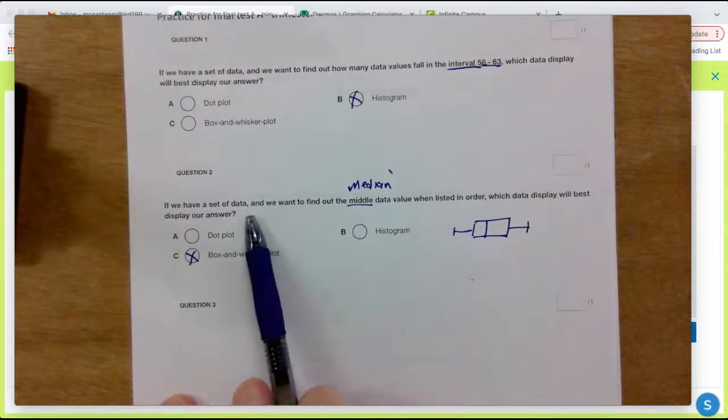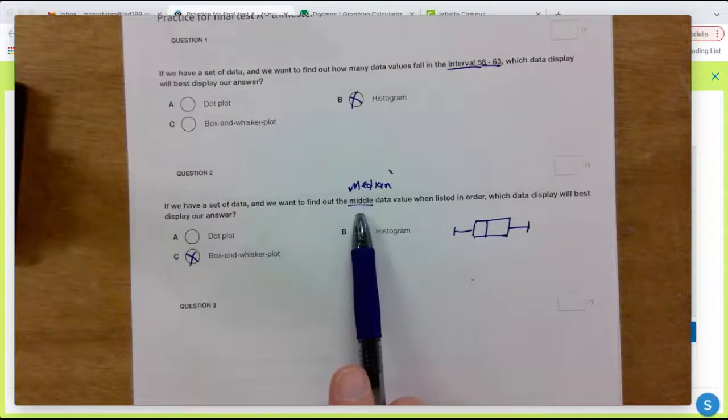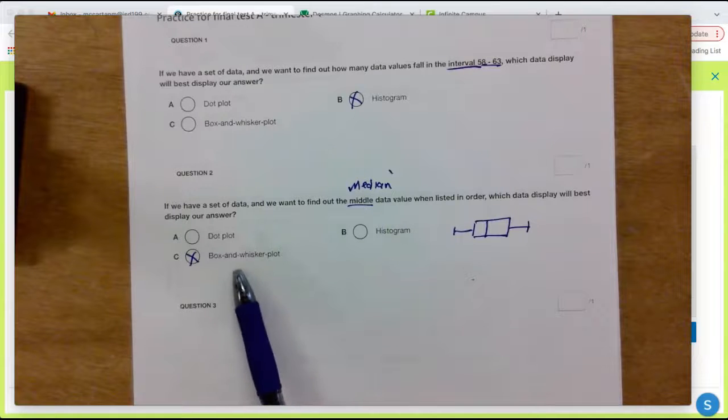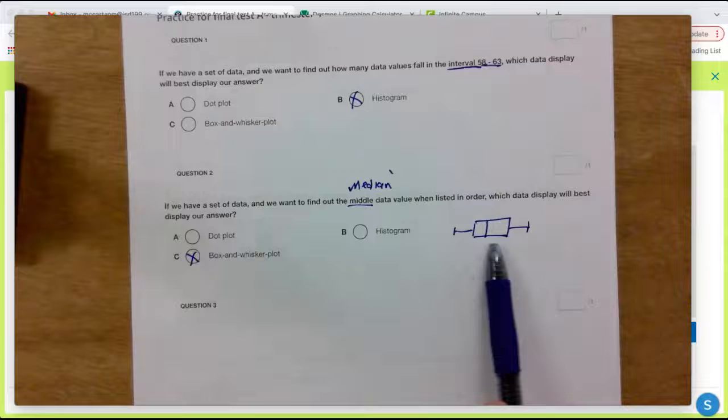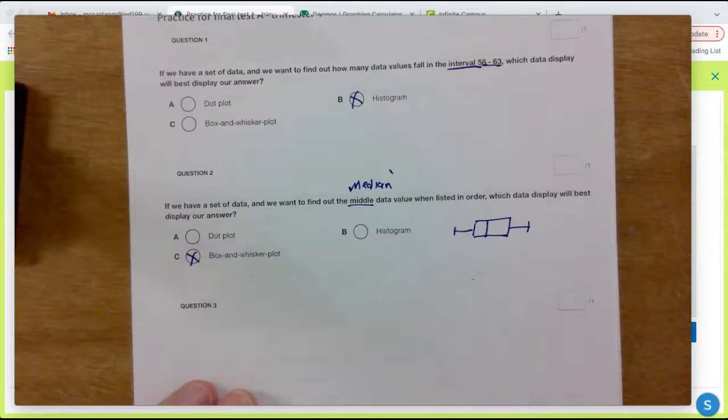Guys, number two, the one that shows the middle or the median. The middle data point is the box and whisker plot, remember? In the middle of the box, that line in the middle of the box, that's the median, that's the point in the middle.